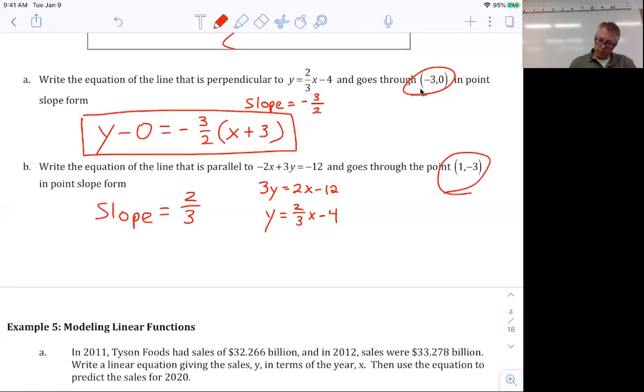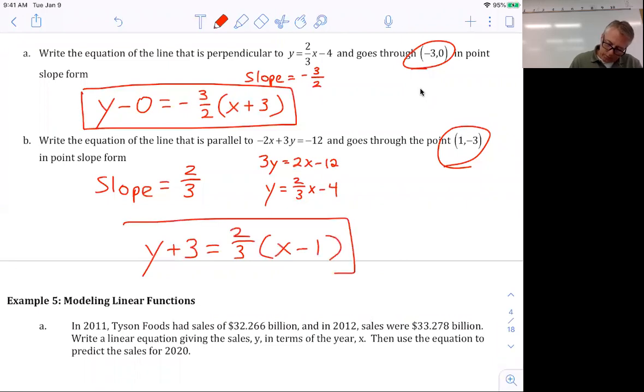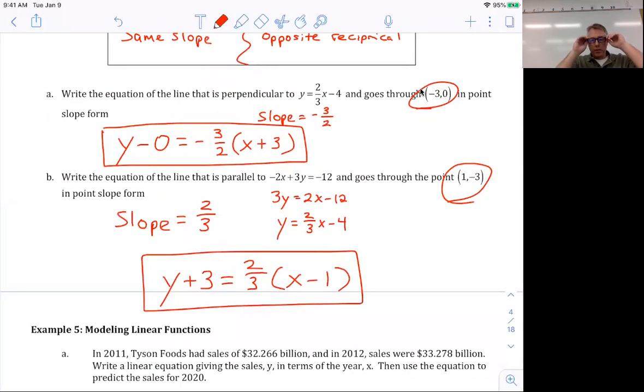Here's my point I'm going to use. So we have y minus -3, which is y plus 3, equals our slope of 2/3 times x minus 1. And if we wanted to convert that into slope-intercept form, we would just distribute the 2/3 and then move the 3 over, and it would be in slope-intercept form. All right, guys, any questions?